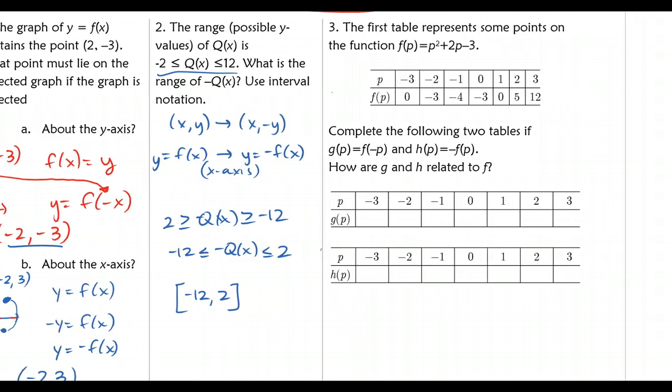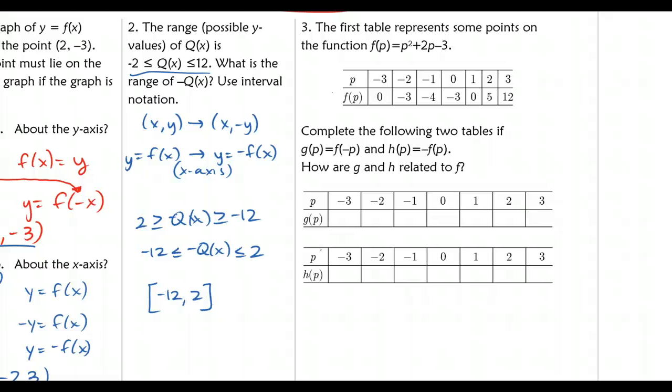In problem number 3, you have a table with a function f of p, which equals p squared plus 2p minus 3. So they give you the inputs and the outputs for p and f of p. And now they ask you to complete the chart if you're given these two rules. So if g of p equals f of -p, try to figure out which reflection this is, and then fill out your resulting chart here. Same thing with the second chart. If h of p is equal to -f of p, figure out what type of reflection this is, and then fill in your resulting chart.